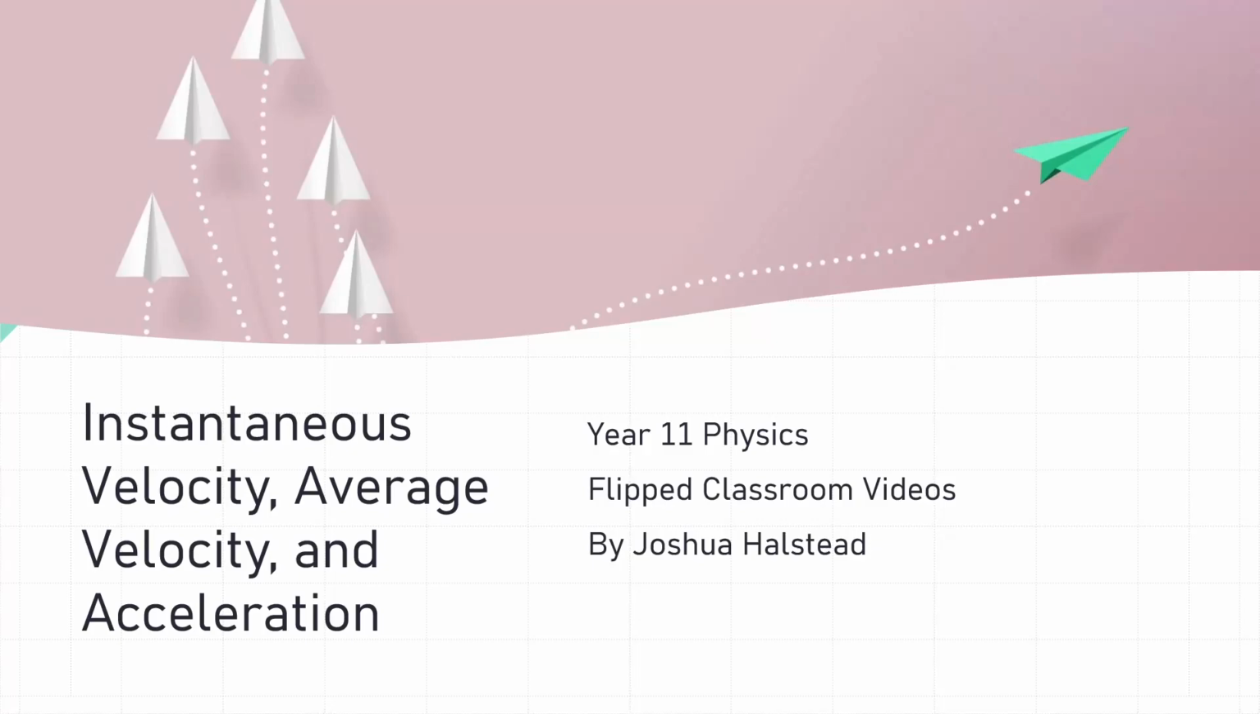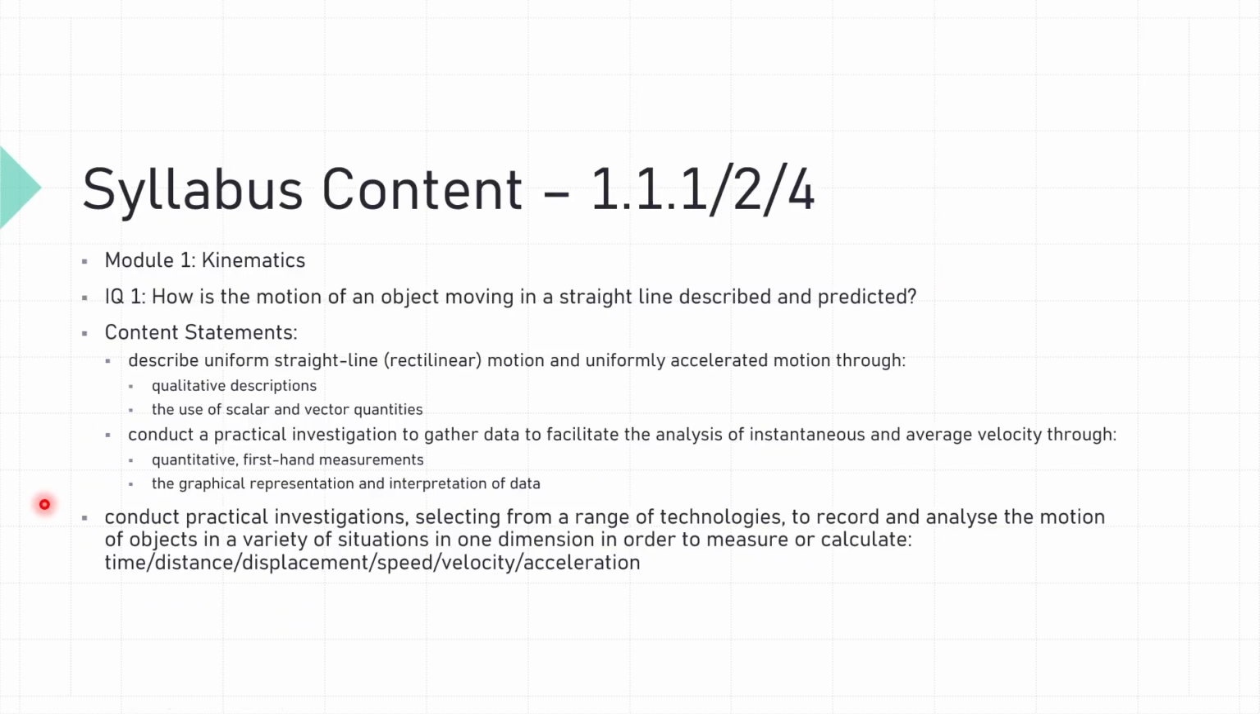G'day, in this video we're going to be looking at instantaneous velocity, average velocity, and acceleration. We're going to be covering a few content points, 1.1, point 1, 2, and 4 particularly. We're still in module 1, still looking at inquiry question 1, the motion of objects in a straight line, being able to describe and predict that motion.